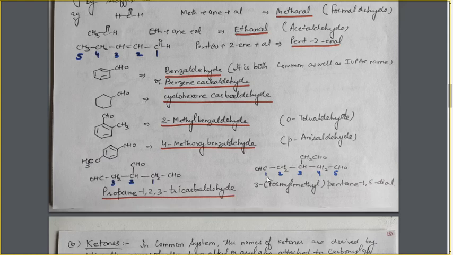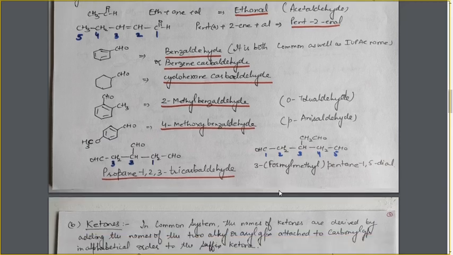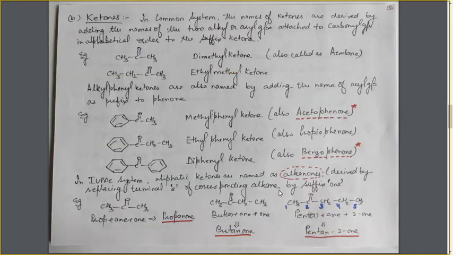Now numbering of the carbon chain can be done from any side because it gives the same number to this complex substituent, 3. 1, 2, 3 and 1, 2, 3. So writing the name: 3-(formylmethyl), as the carbon chain is of 5 carbon atoms, pent, saturated, ane, and at the 1 and 5 positions there are 2 aldehyde groups, dial, 1,5-dial. The name becomes 3-(formylmethyl)pentane-1,5-dial. Next is nomenclature of ketones.